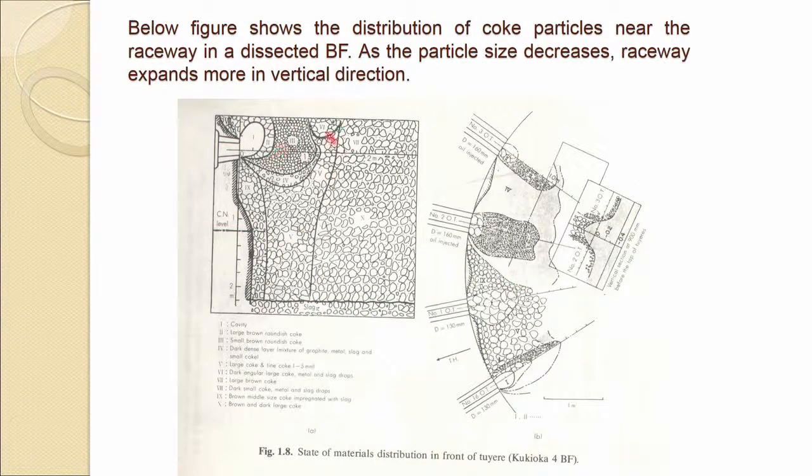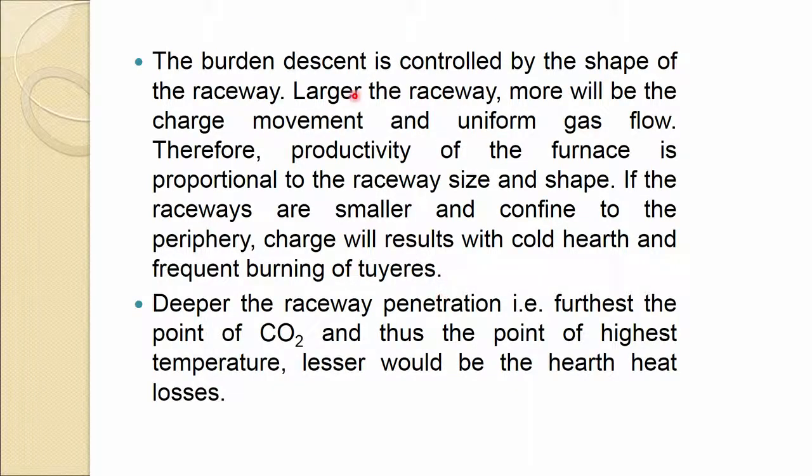So, one thing is very clear that this region is quite important for the distribution of the gases or the reaction which is taking place, which affects the whole blast furnace in the upper zone and even the lower zone of the blast furnace. So, the burden descent is controlled by the shape of the raceway. Larger the raceway, more will be the charge movement and uniform gas flow. Therefore, productivity of the furnace is proportionate to the raceway size and shape.